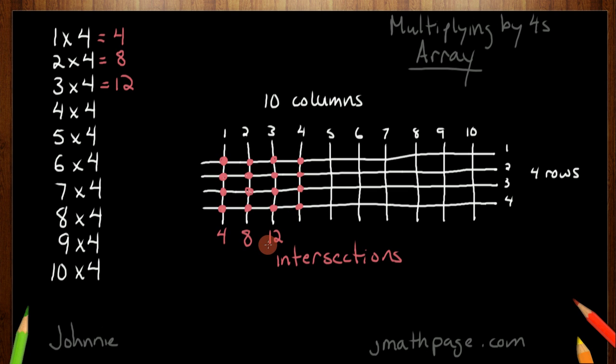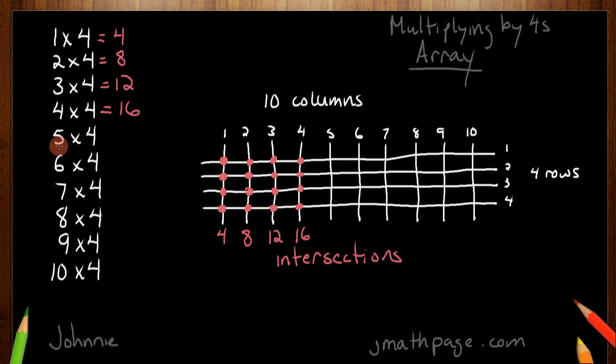The next one, 4 columns, 4 rows, intersections. Okay, I know I had 12 before, so let's count on 12, 13, 14, 15, and 16. So that tells us that 4 columns and 4 rows give us 16 intersections. Okay, 4, 8, 12, 16 altogether.